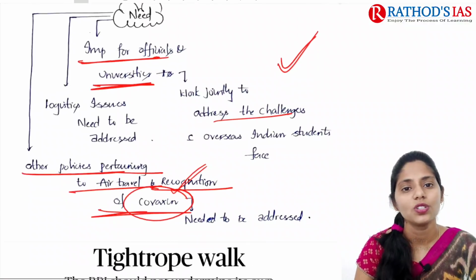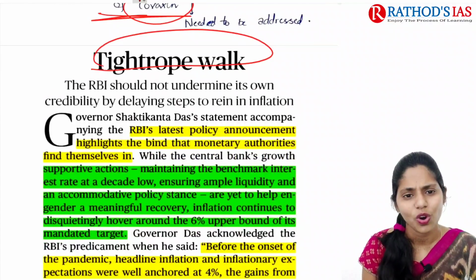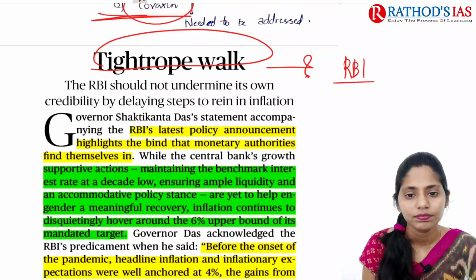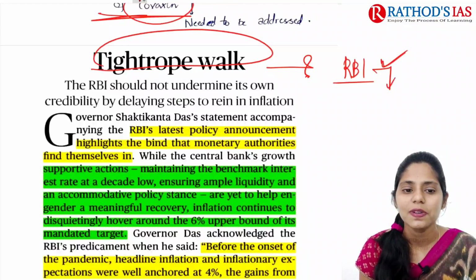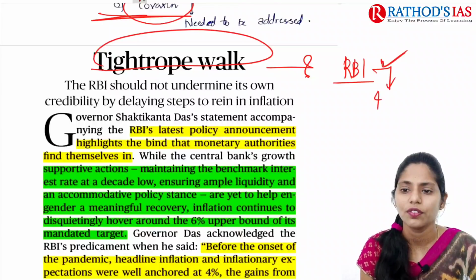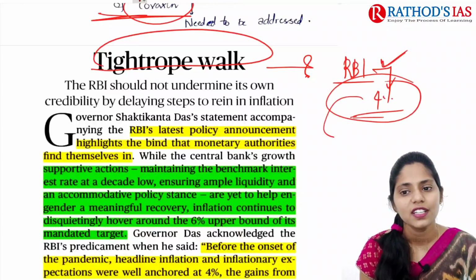So now let us move on to the next topic. The title says a tightrope walk. So what is this article talking about? Recently RBI came up with its latest policy announcement. This policy announcement said that yes, we are continuing the repo rate only, that is 4% repo rate, okay? So one important cause of concern here is inflation.